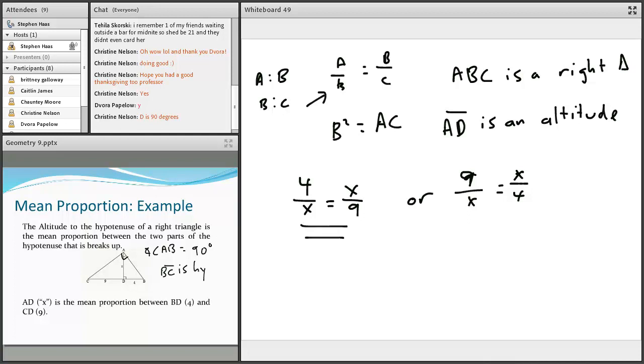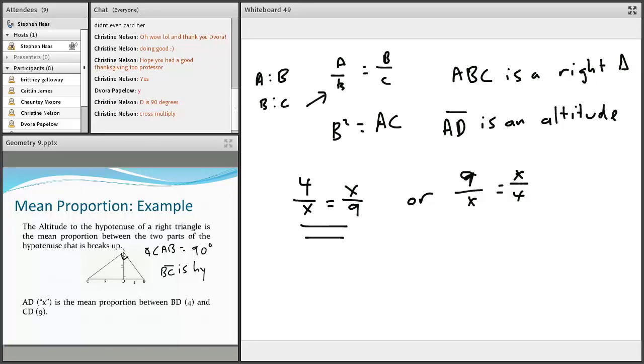Let's say we're taking this one over here. What should we do first? Let's cross multiply. Okay. So X times X is, of course, X squared equals 4 times 9, which is 36. By the way, I know we didn't cover a lot of algebra earlier, but hopefully you all realize: does everybody realize why X times X is X squared and not 2X?